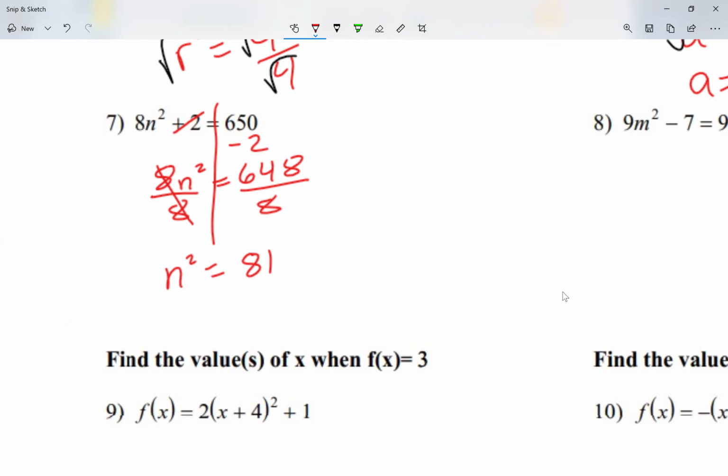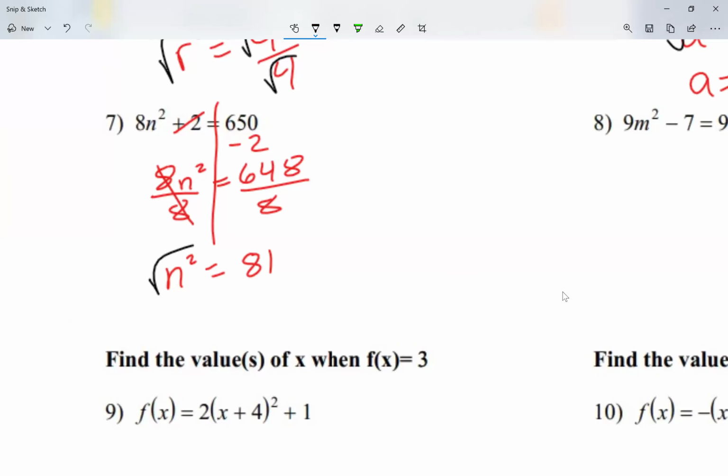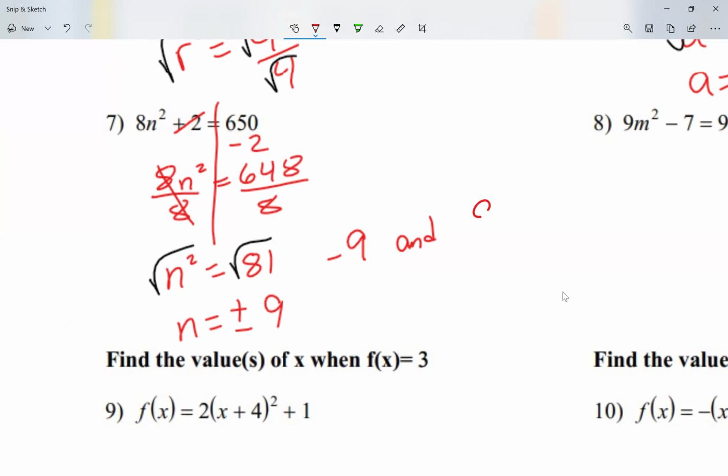Okay, so it's that. Now to get rid of the squared exponent, I'm going to do a square root. So it gives me that n is equal to, remember I have two answers, a positive and a negative. The square root of 81 is 9, because 9 multiplied by itself is 81. 9 times 9 is 81. So my answer is going to be negative 9 and positive 9.